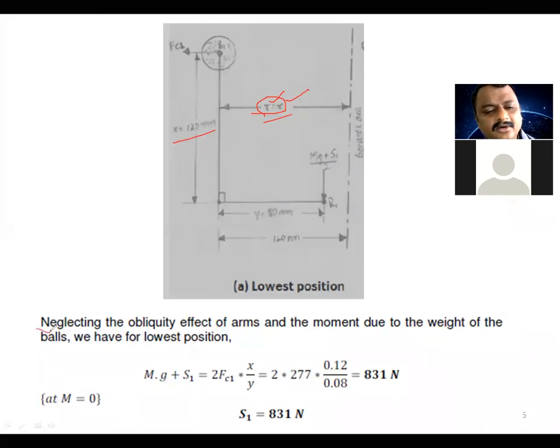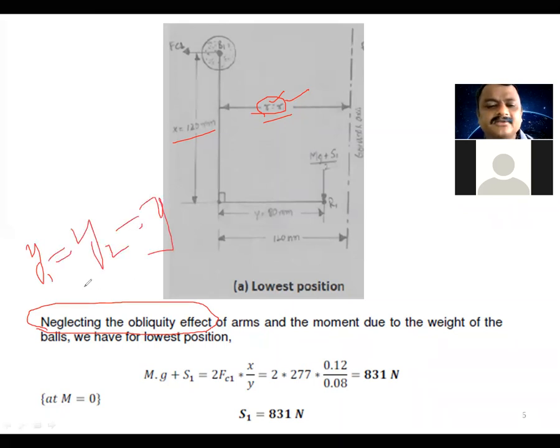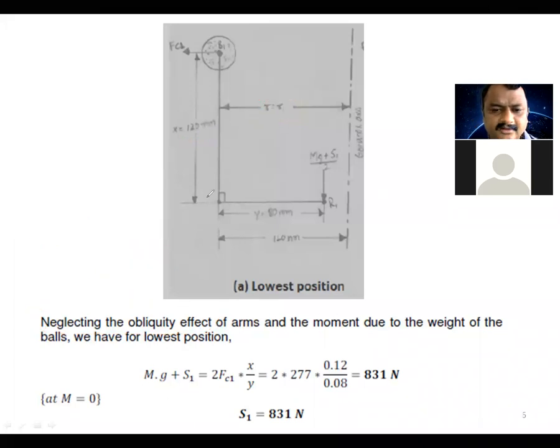So they have told us it is an equilibrium position. Therefore, we are supposed to neglect the obliquity of arms. That means wherever in the formula we have derived y1 and y2, we write it as y, and wherever it was x1 and x2, we will write it as x. Clear? Now, what are the forces here? One is the centrifugal force at the ball.